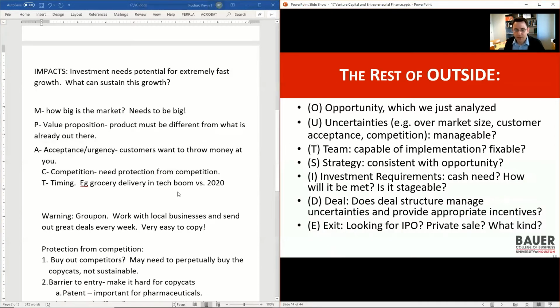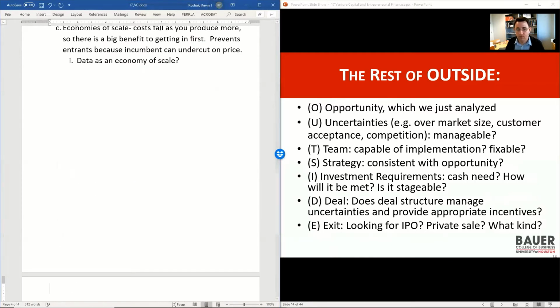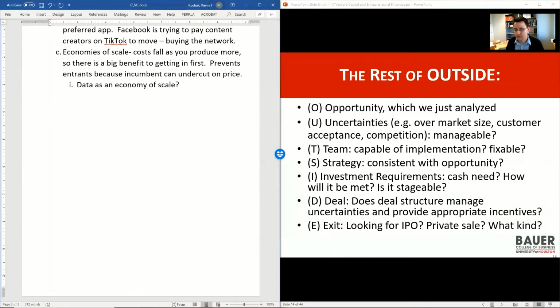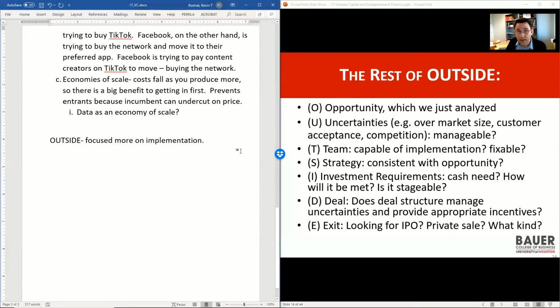So to summarize, with IMPACTS, we're trying to get this extremely fast growth. The rest of IMPACTS is focused more on implementation. If you have an idea that could grow very quickly, could be a home run, how are you going to execute?